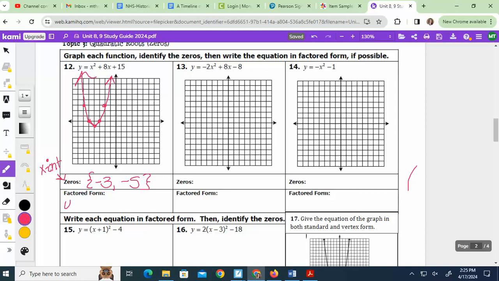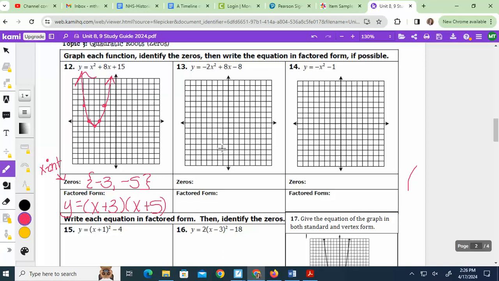If I had asked you to factor this original quadratic, x squared plus 8x plus 15, what two numbers multiply to 15 and add to positive 8? Okay, so we have found the zeros two different ways. We've found them by graphing. We've also found them by factoring. If you factor, what makes x plus 3 equal 0? Negative 3. What makes x plus 5 equal 0? Negative 5. So that's just kind of showing you how they're all related.